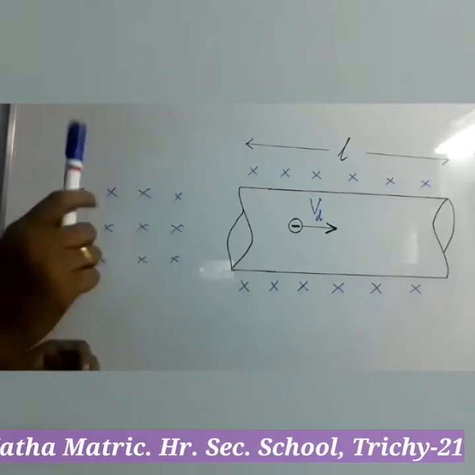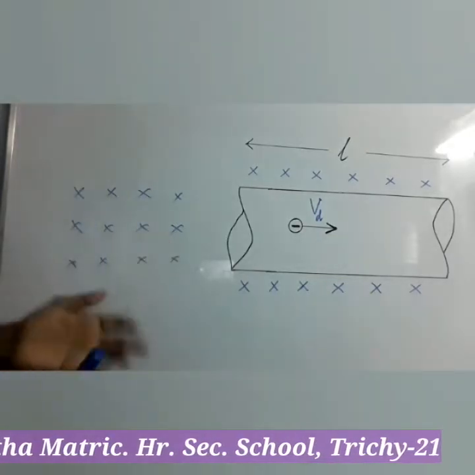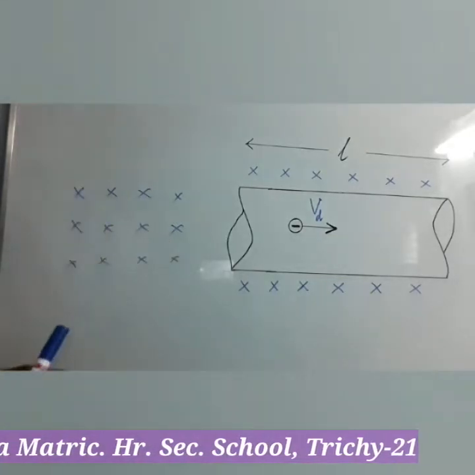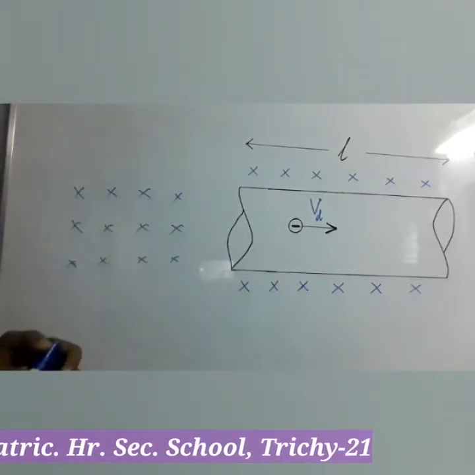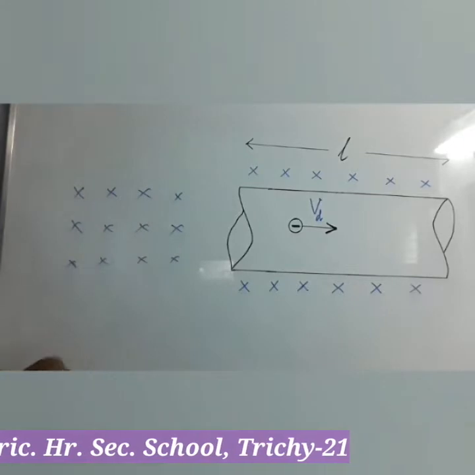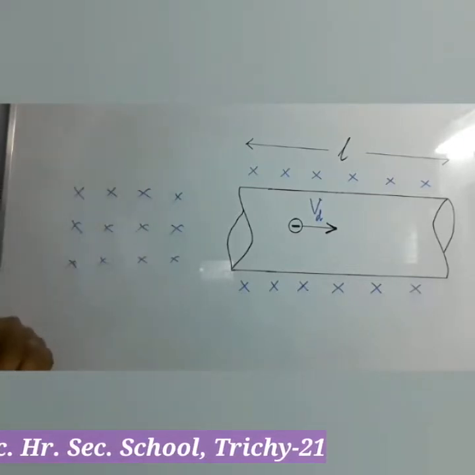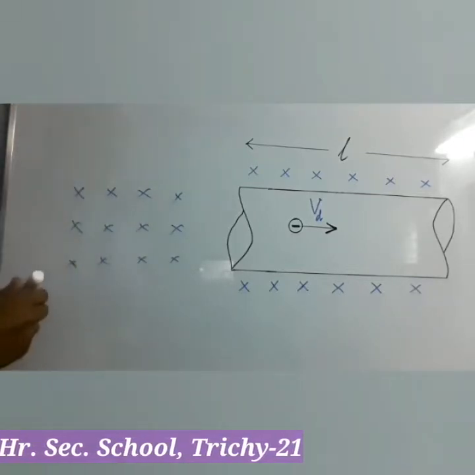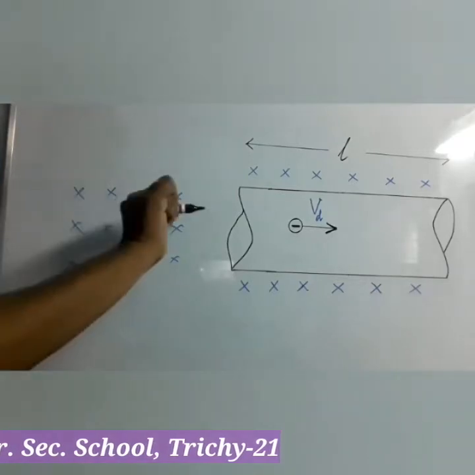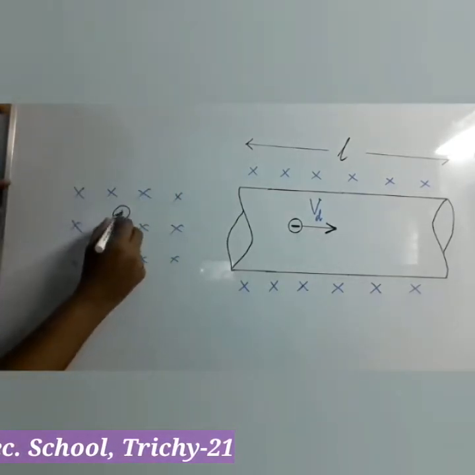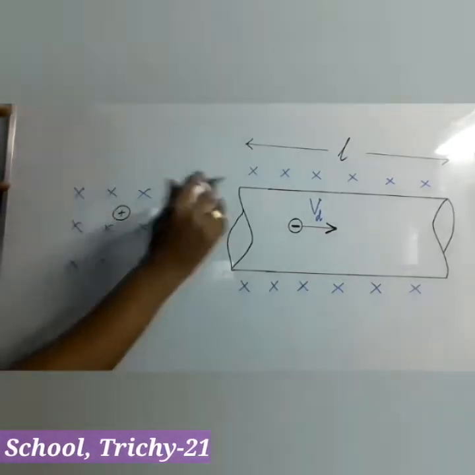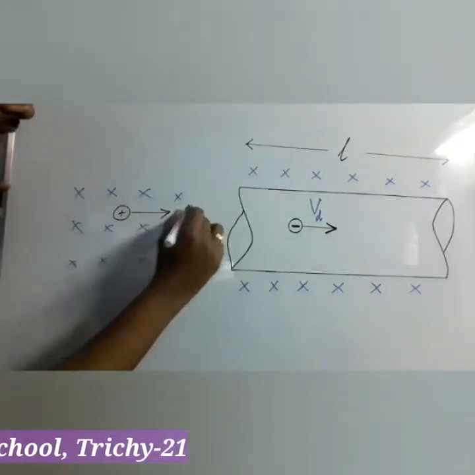Remember, the cross mark represents the magnetic field acting into the board. The magnetic field acts inwards. In this magnetic field, a charge is going to move with a velocity in this direction. So I am going to consider a positively charged particle which is moving with the velocity v.